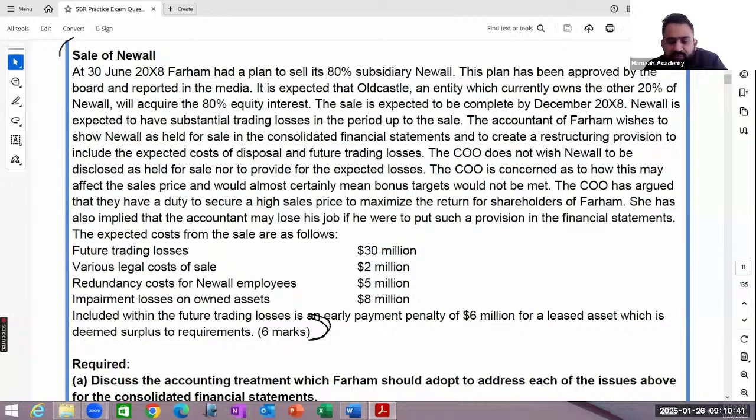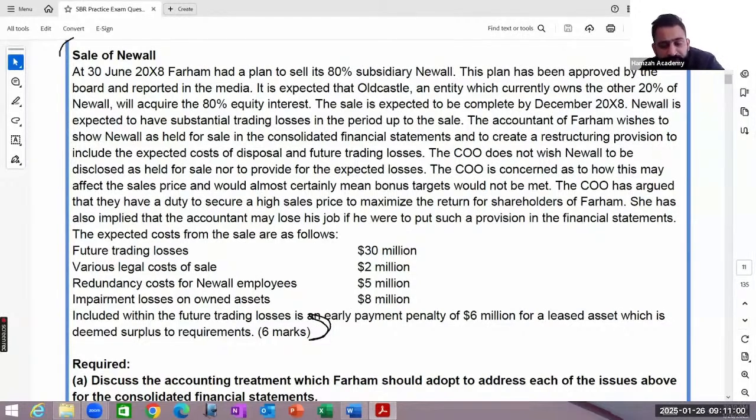Now, in here, accounting issue one is IFRS 5, the other is IAS 37. In IFRS 5, we will talk about the classification and the presentation of New Wall as held for sale. And dear students, it fulfills the criteria of asset held for sale. Asset held for sale criteria has been fulfilled. How has it been fulfilled?